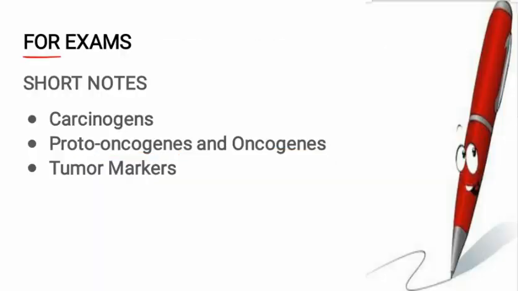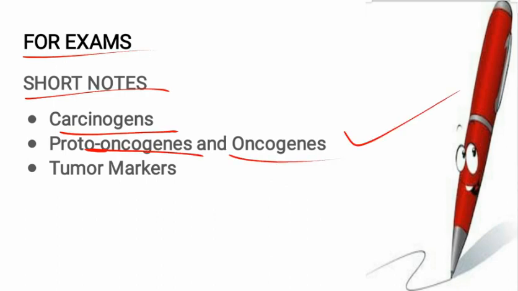For your exams, this topic, cancer and tumor markers, consists of a bunch of short notes. You may get carcinogens as a short note, proto-oncogenes and oncogenes, or oncogenes separately as a short note, and tumor marker is a very important, repeated short note from this topic.